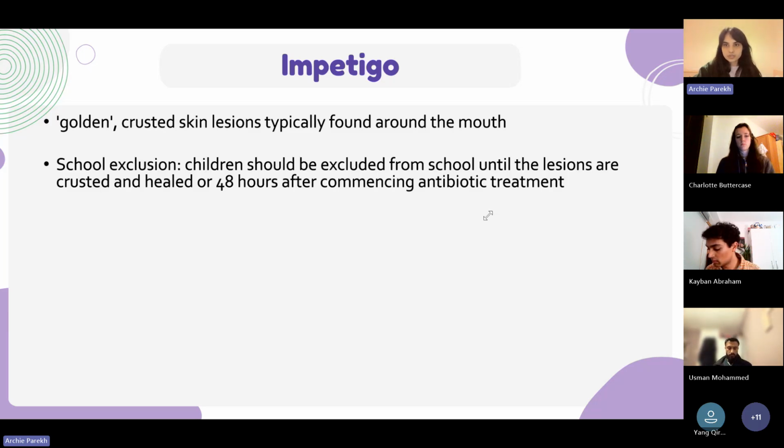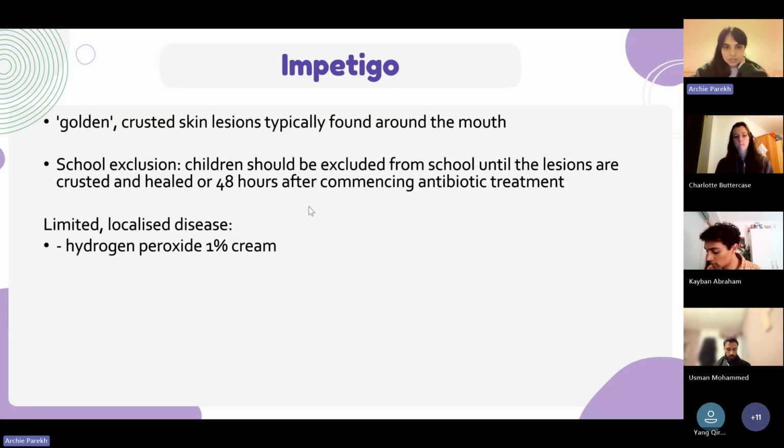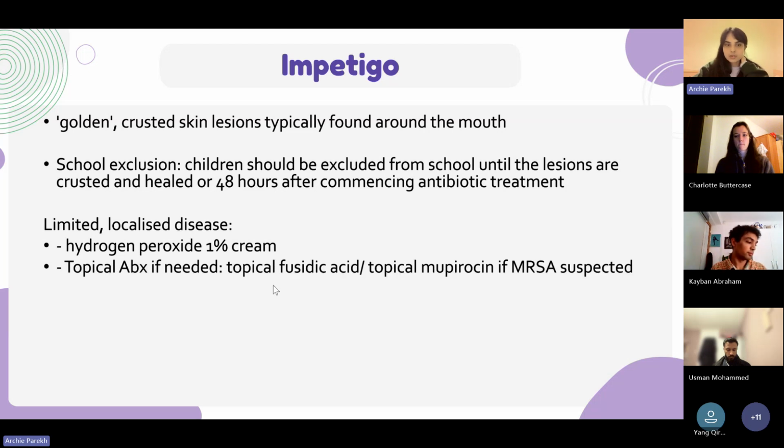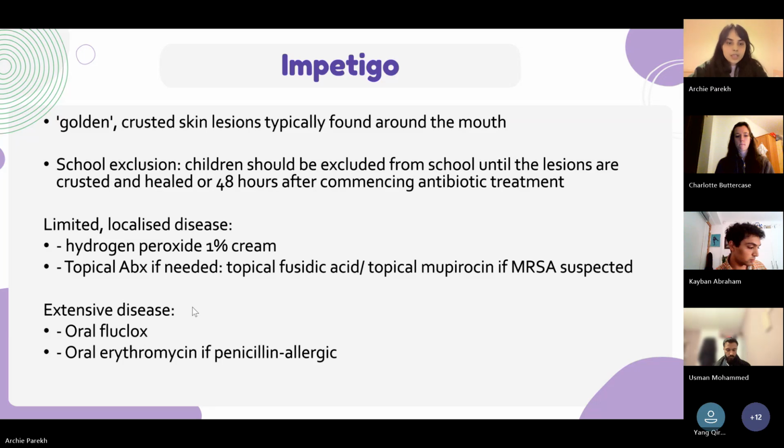With regards to children specifically, they should be excluded from school until all the lesions have crusted over. Or if you're giving them antibiotics, you can exclude them until 48 hours after they've started the antibiotics. If it's a limited localized disease, you don't need to necessarily give them antibiotics. You can trial hydrogen peroxide cream. However, if needed, you can prescribe first topical antibiotics, and then if it's extensive disease, you'd give them oral flucloxacillin. If they're penicillin allergic, oral erythromycin.